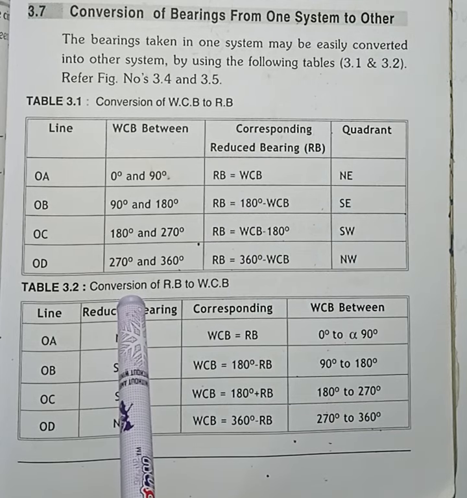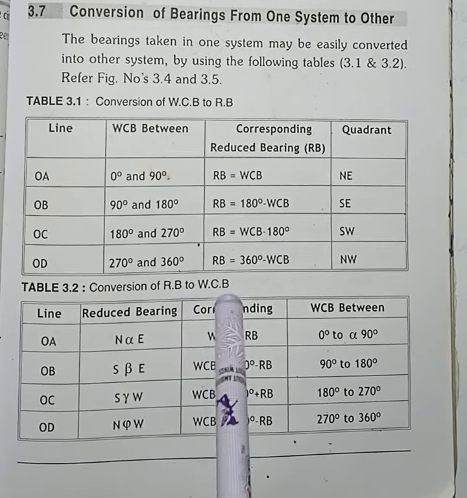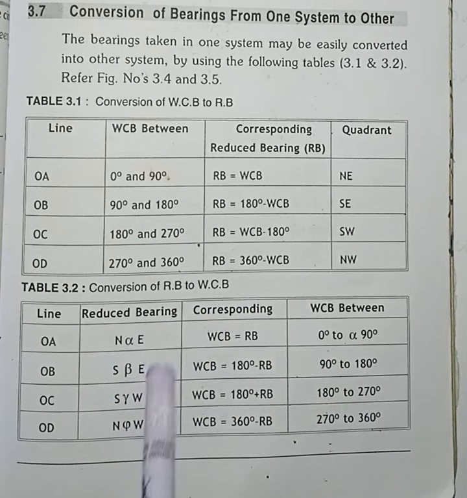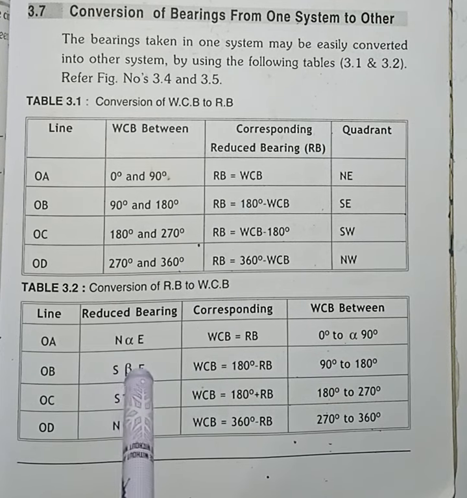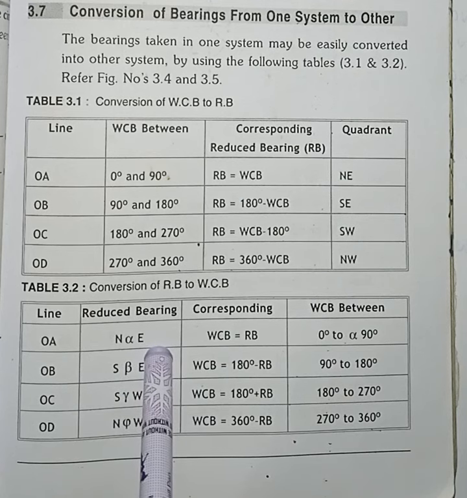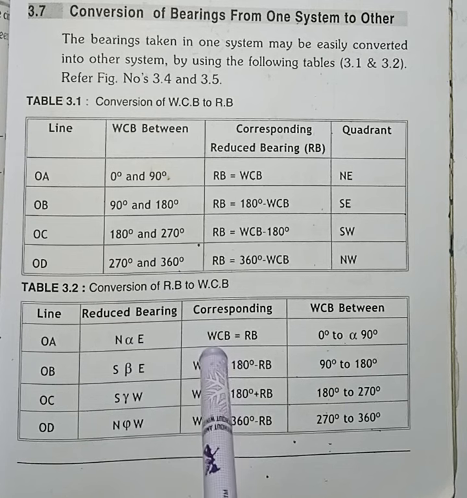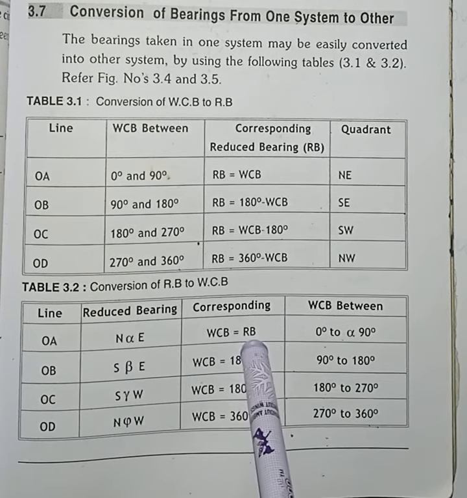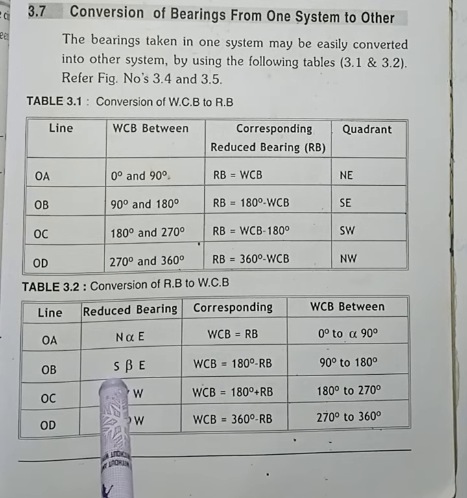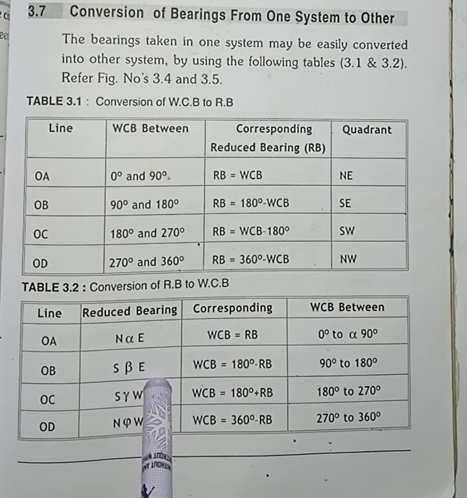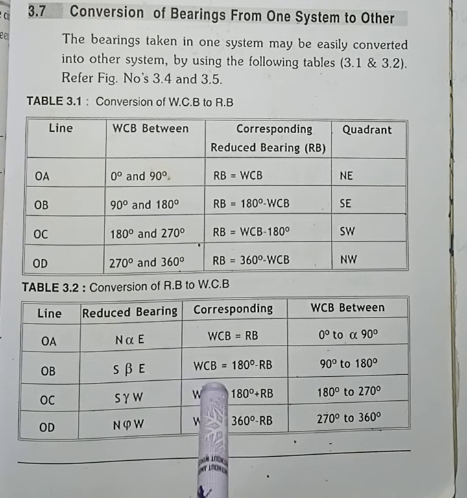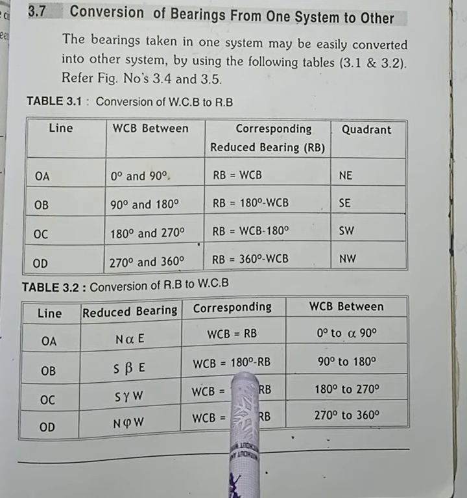Next conversion is conversion of reduced bearing to whole circle bearing. Whenever it is between northeast quadrant, means whenever it is between 0 and 90 degree, whole circle bearing equals to reduced bearing. Whenever it is between 90 and 180, means southeast quadrant, whole circle bearing equals to 180 degree minus reduced bearing.